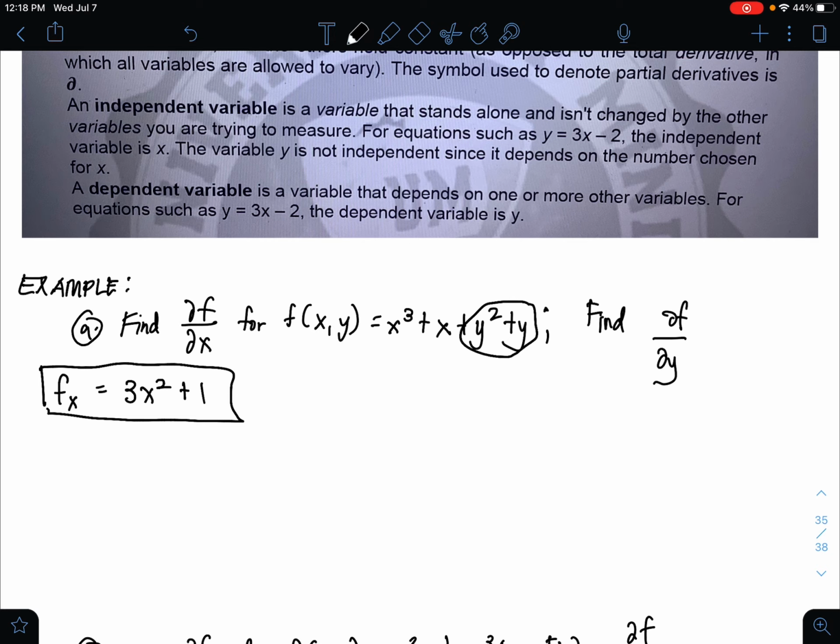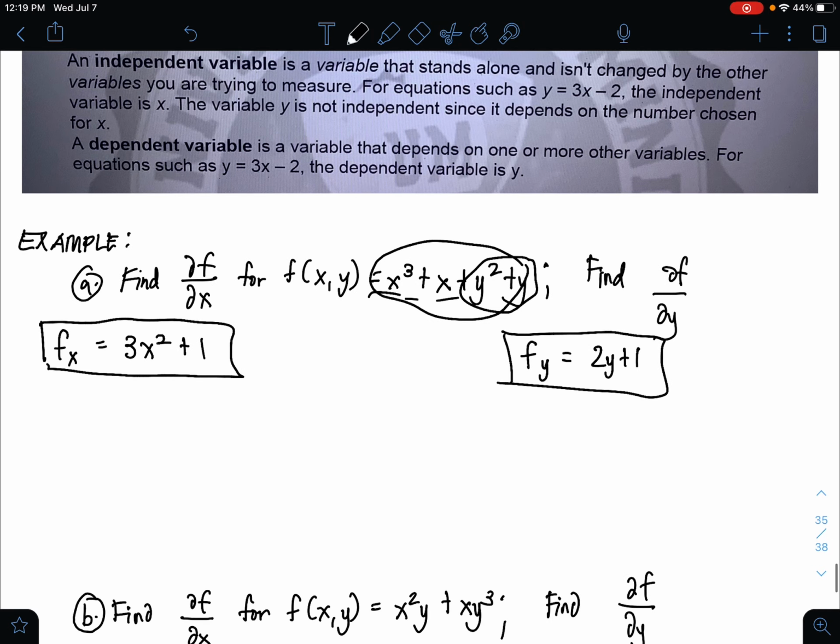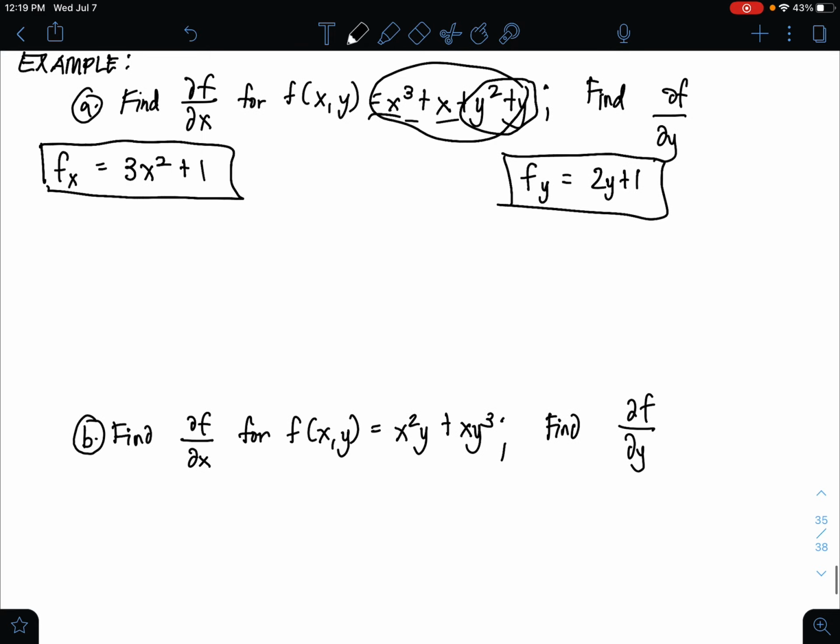Okay? Now, how do we find the derivative of f with respect to y? So, simple. You just treat x cubed and x as our constants. So, f y is just equivalent to 2y plus 1. Again, since the derivative of a constant is 0, x cubed and x are useless because they are constant. And the derivative of a constant again is just equal to 0.